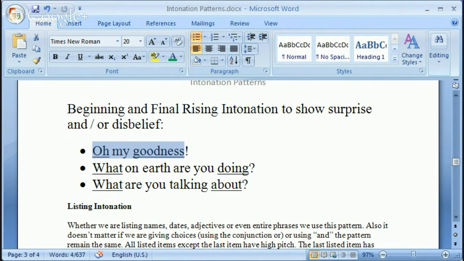Holy smokes. Okay. What about my gosh? My gosh, that shows that you're surprised. Yes, but goodness is a word. Gosh, what is it, gosh? Goodness is a word. Gosh, okay.